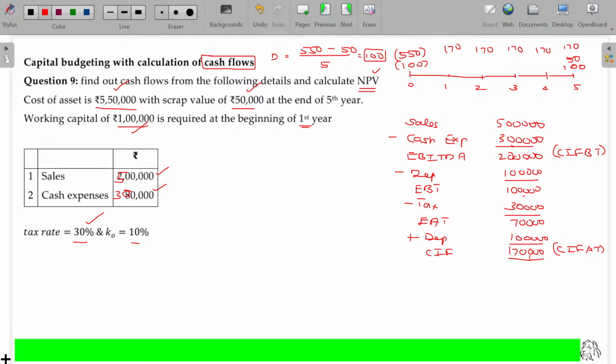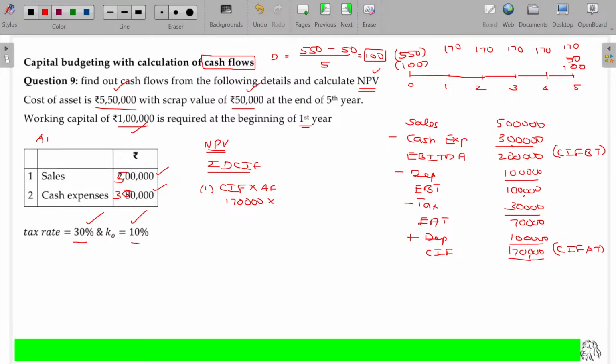Right, let's now calculate the NPV here. For the calculation of NPV, you have to find out the present value of the cash flows, the summation of present value of our discounted cash inflows. First one is all about cash inflow per year, 1,70,000 rupees. You multiply with the annuity factor at the rate of 10% for 5 years.